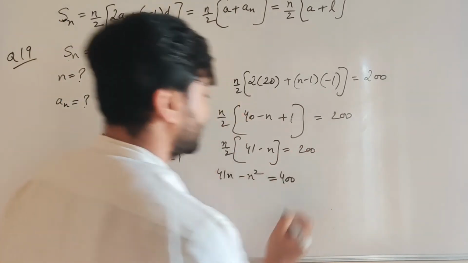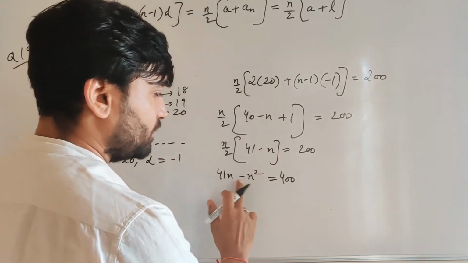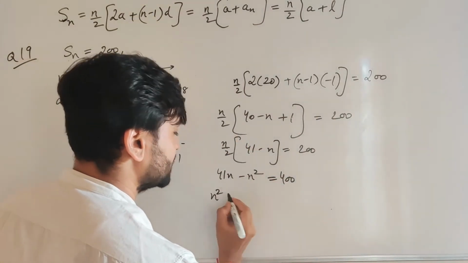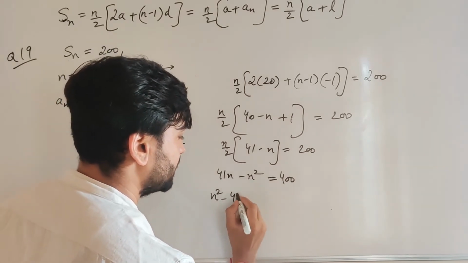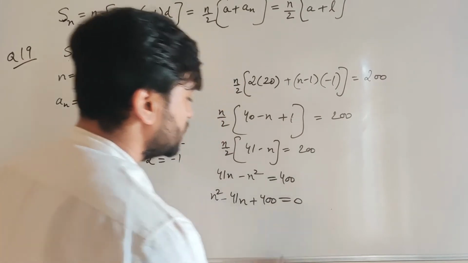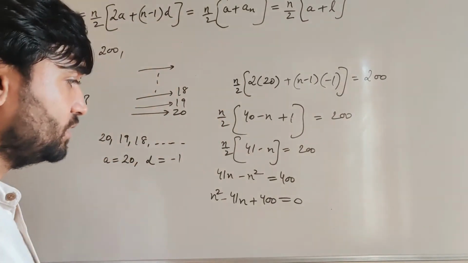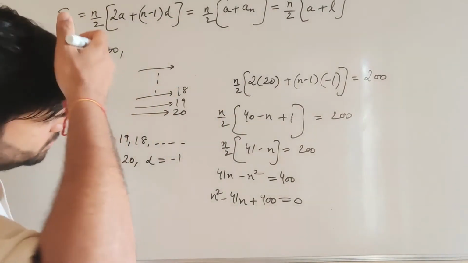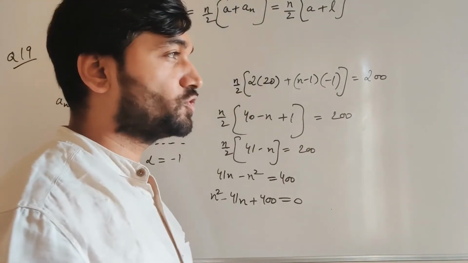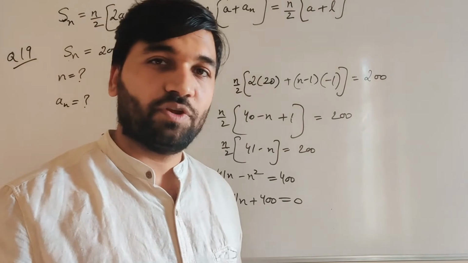equals, this 2 gets cross multiplied, we get 400. Now 41n minus n square, I'll take these two terms to the other side. Minus n square will become n square, plus 41n becomes minus 41n. This is plus 400 as it is. So you have a quadratic equation here. So this quadratic equation we need to factorize. Okay, we need to solve it using any one of the three methods.